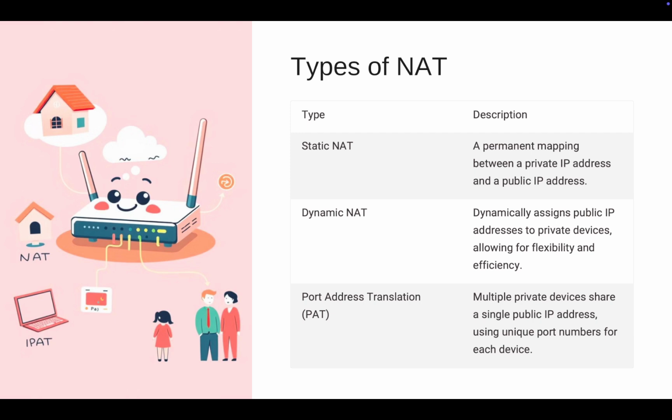Now, the next one is dynamic NAT. Dynamic NAT maps private IPs to a pool of public IPs. A public IP is assigned temporarily from the pool. And the last one is port address translation, which is PAT. Many private IPs share a single public IP. It differentiates devices using port numbers and is also known as NAT overload.